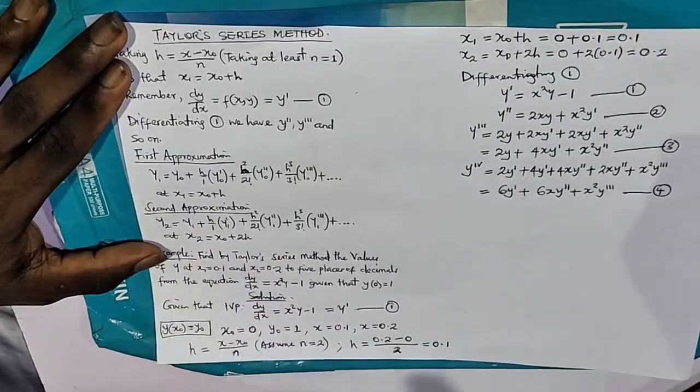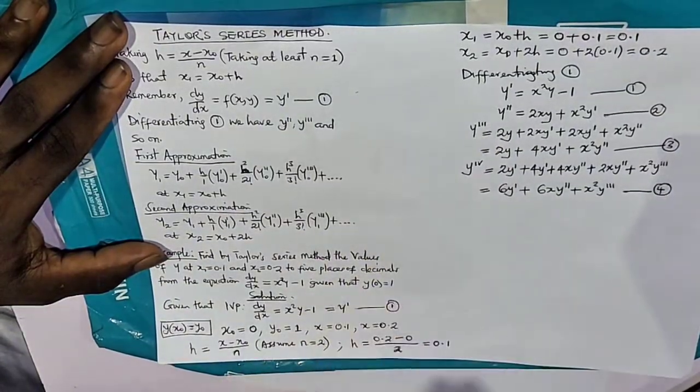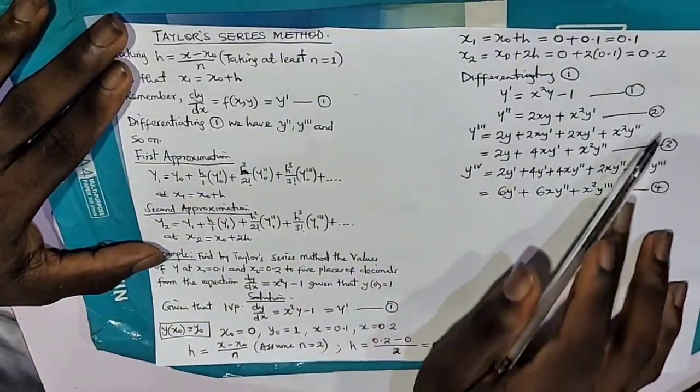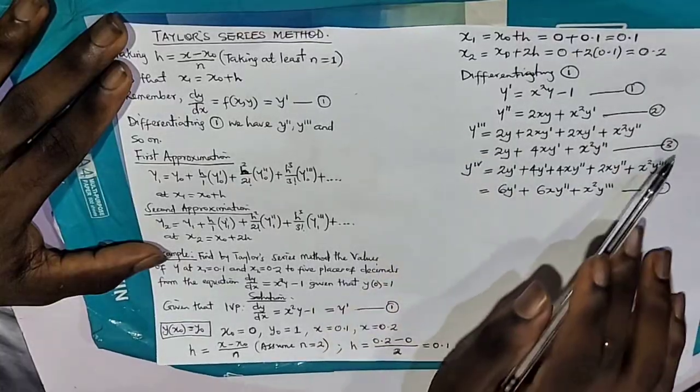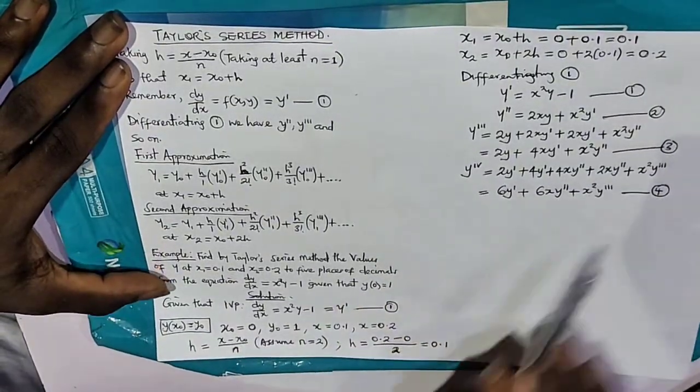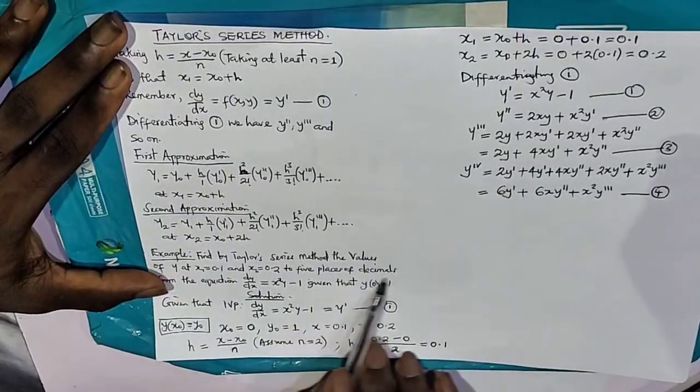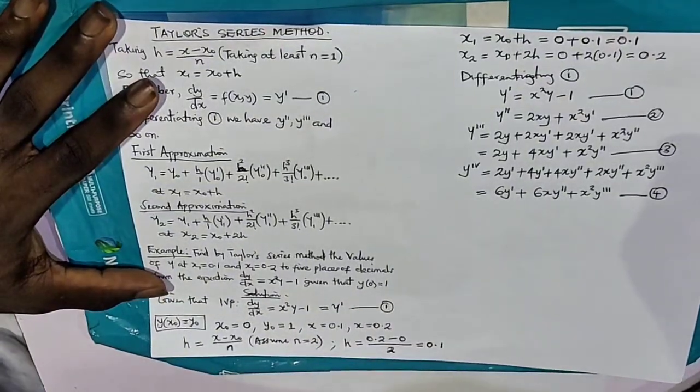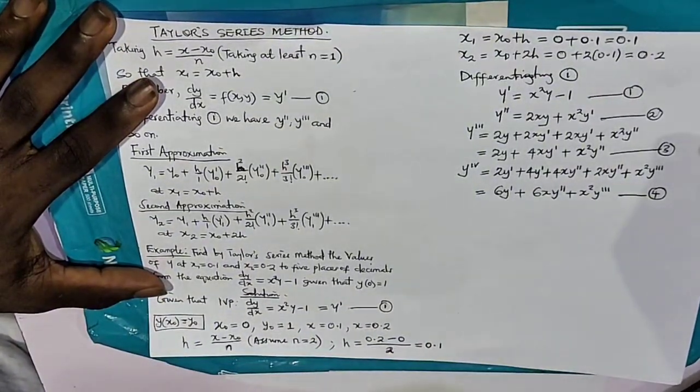We know that y naught is the first one, y prime is the second one, y double prime is the third one, y to the power of 3 is the fourth one, y to the power of 4 is the fifth one. So we can stop here since the question says up to 5 places of decimal. Okay. Do you get that? Do you have any questions so far?